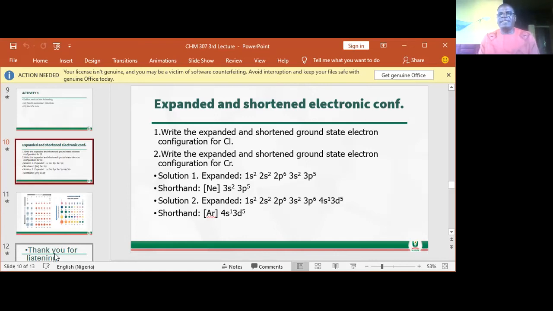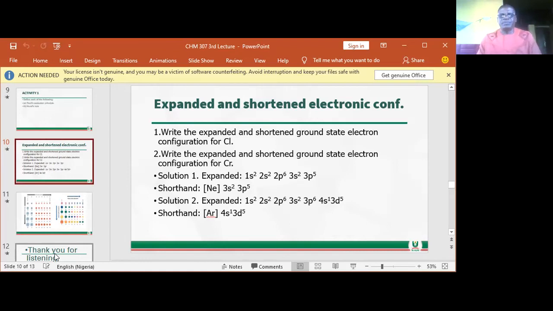If we also try that in terms of chromium, the expanded form is 1s2, 2s2, 2p6, 3s2, 3p6, 4s1, and 3d5. While the nearest noble gas or inert gas is argon. So if you have to write the shorthand method, it is argon in bracket, then 4s1 and 3d5.